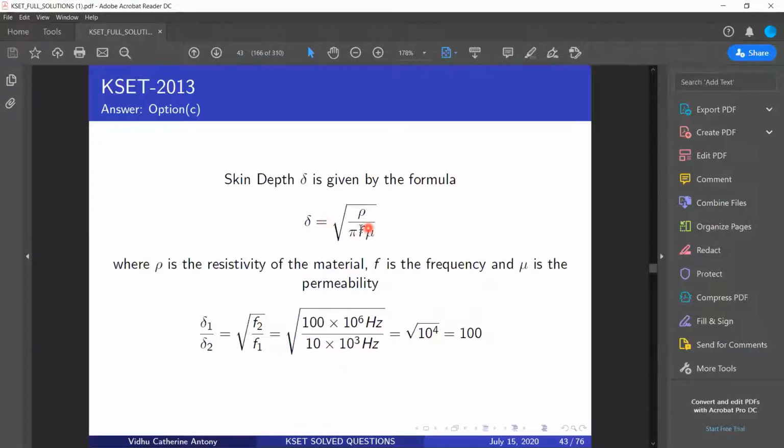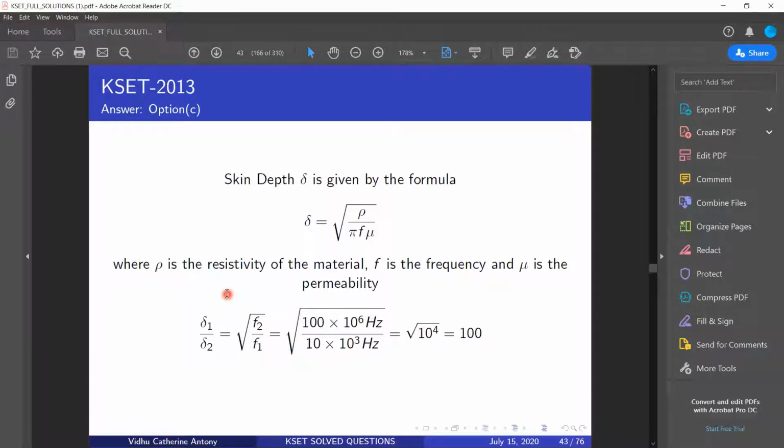So what is the factor that's given to you? Everything else about copper remains the same. The only thing that's going to change is your frequency. So your delta 1 divided by delta 2 is equal to, since it's inversely proportional to the square root of frequency, I can write this as the square root of f2 divided by f1.